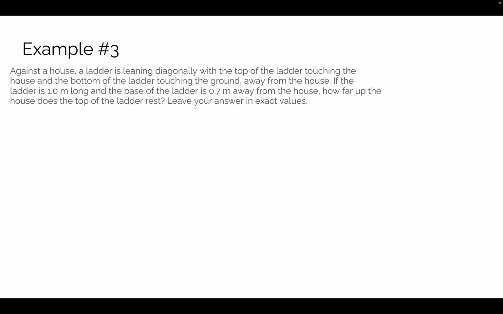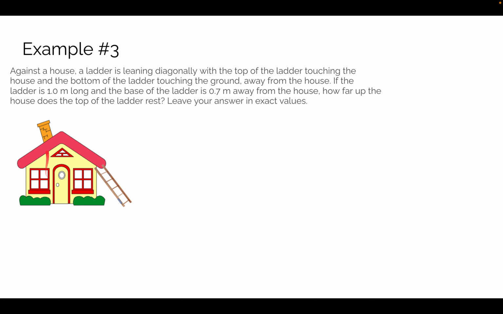So, because it's a word problem and no visual is given, it's very important for us to first visualize what this question is giving us. So let's go ahead and build a visual for this. So we have a house and we have a ladder leaning diagonally with the top of the ladder touching the house and the bottom of the ladder touching the ground away from the house.